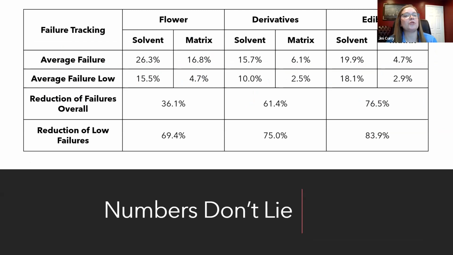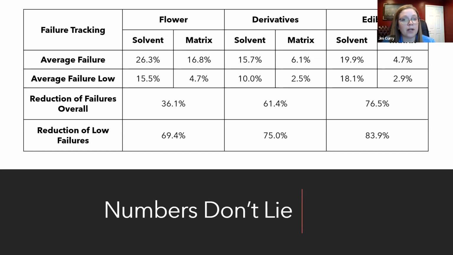So here, the numbers don't lie. If you're looking at our failure tracking over time, in flower, the average percent of failures overall was 26.3% in solvent, versus matrix was only 16.8%. And even more drastic is the change in those average low failures: 15.5% in solvent to 4.7% in matrix. And so in the flower samples, we're seeing an overall reduction of failures of 36.1%, and for those low failures, we're seeing a 69.4% reduction.